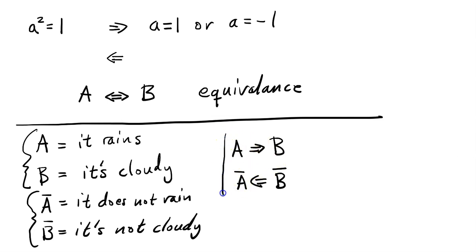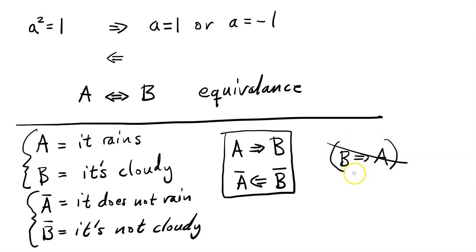So we always have this: if A implies B, then we also have that not B implies not A. But in general, we do not have that B implies A. We can't just turn the arrow around. Now we also have to change to negations then, because otherwise it's not true. So this is not always true.